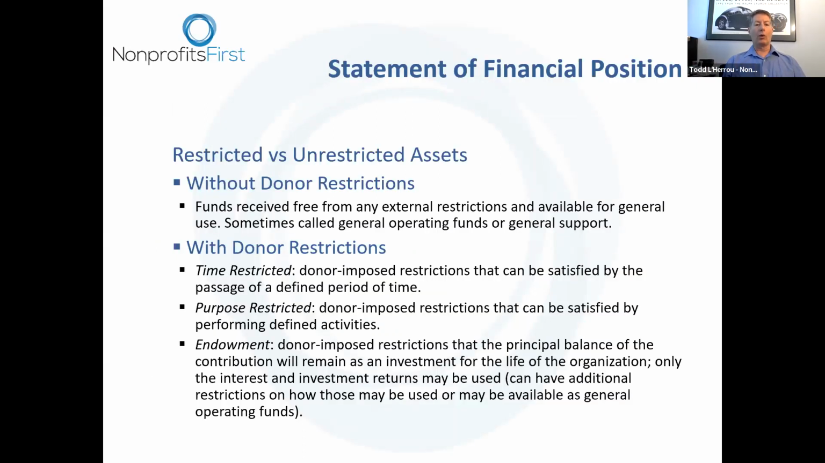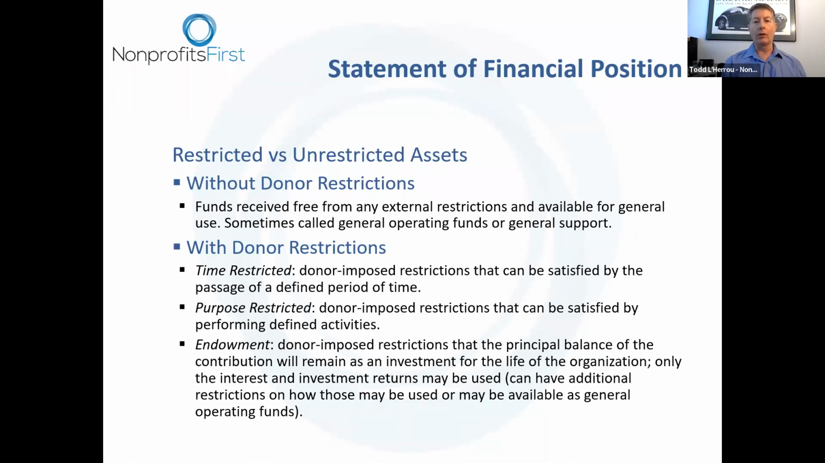All right, so when we talk about those assets, we also have to talk about them in terms of restricted and unrestricted assets. So unrestricted assets are any assets that do not have donor-imposed restrictions. They're available for general use of the organization. They're sometimes called general operating funds or general support.